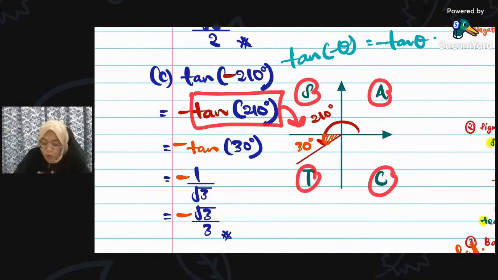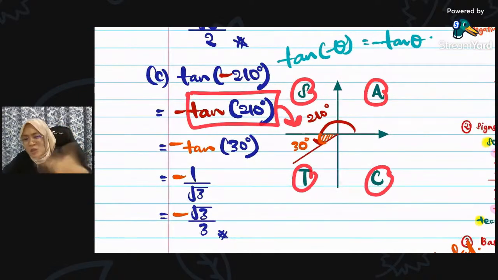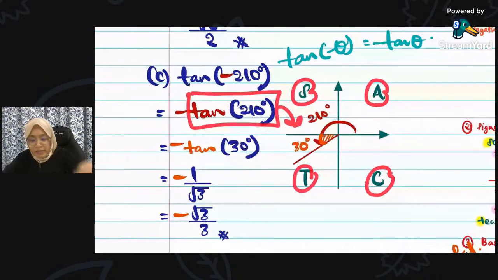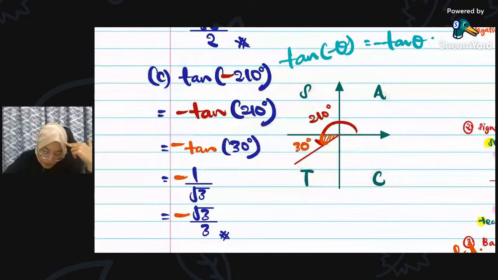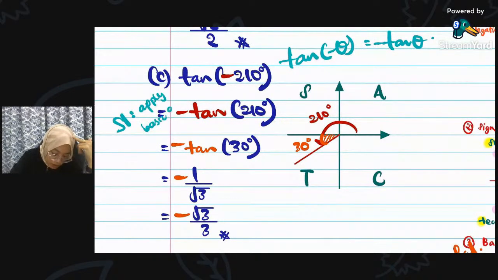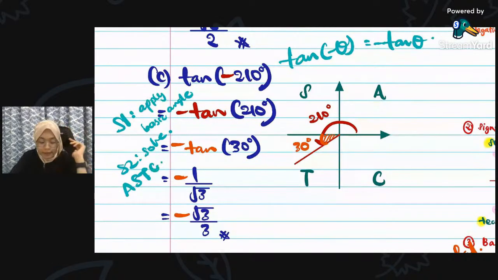So you gotta make sure that you try to get as best as you can untuk dapatkan positive angle, you know. Sebab senang nak lukis dalam ni. So sebab itulah kita apply step 1, apply basic angle dululah. Second step baru solve, solve yang all science teacher crazy tu. Okay? Use these steps. You won't go wrong.